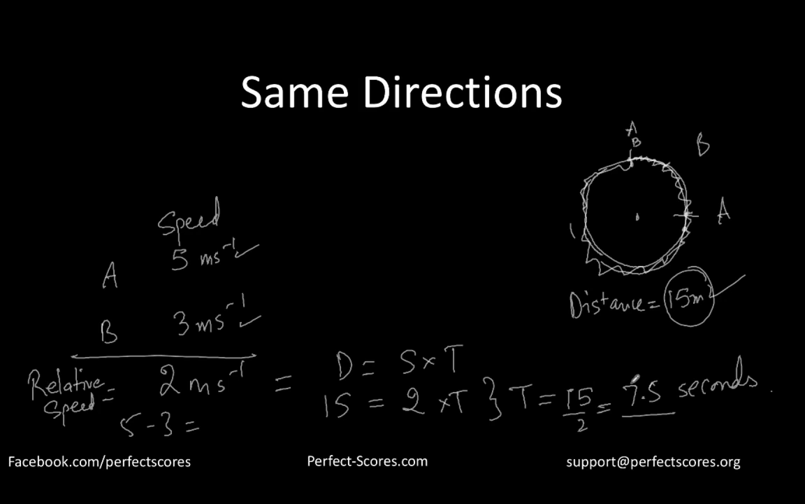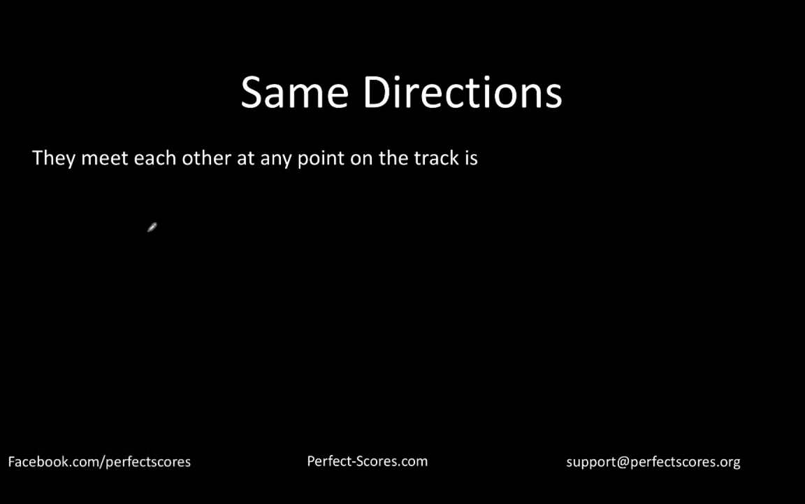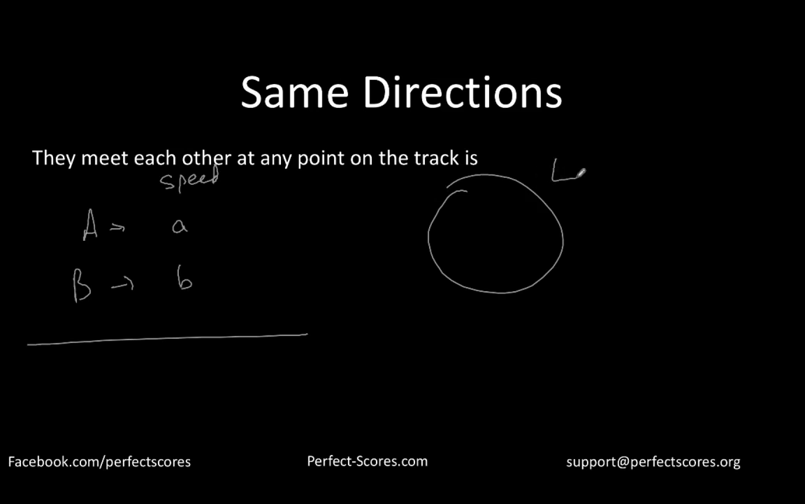So if I were to generalize what I just did here, I hope you understood this. Let's suppose you have a runner A with a speed of A meters per second, runner B with the speed of B meters per second, and the total circular track is of L meters, right? Then the relative speed is actually going to be equal to A minus B meters per second.